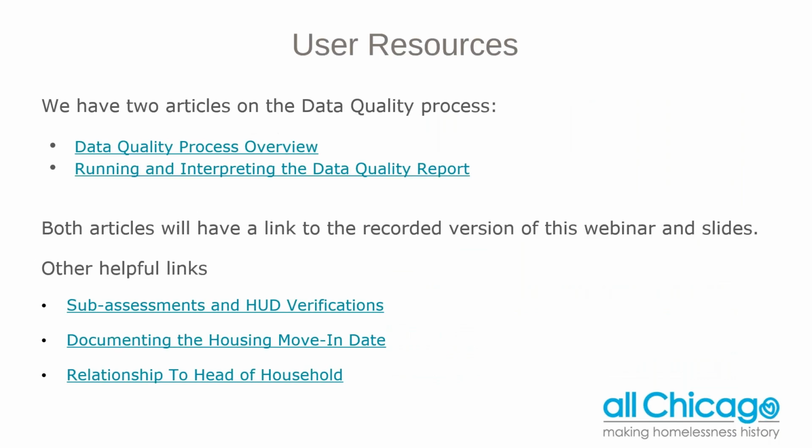When it comes to resources, we do have two articles on the data quality process: the data quality process overview, and running and interpreting the data quality report. Both of these articles will be updated with the recording of this webinar as well as the slides. And then also at the bottom are some additional links to articles that we have: sub-assessments and HUD verifications, documenting the housing movement date, and relationship to head of household. These three articles go over the main questions we typically get. So just review those. And if, again, you have any questions outside of that, please reach out to the help desk.